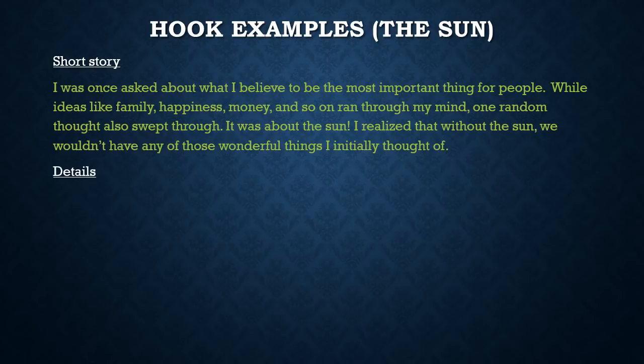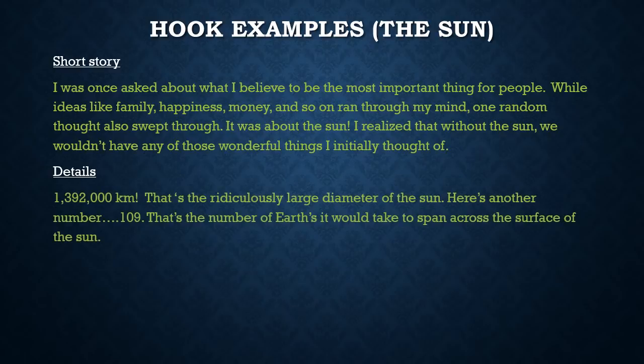We have another where you could just use details. Okay, so again, I'll read it. 1,392,000 kilometers. That's the ridiculously large diameter of the sun. Here's another number, 109. That's the number of Earths it would take to span across the entire surface of the sun. Okay, so obviously these are just details and facts about the sun, but they're immense numbers, right?